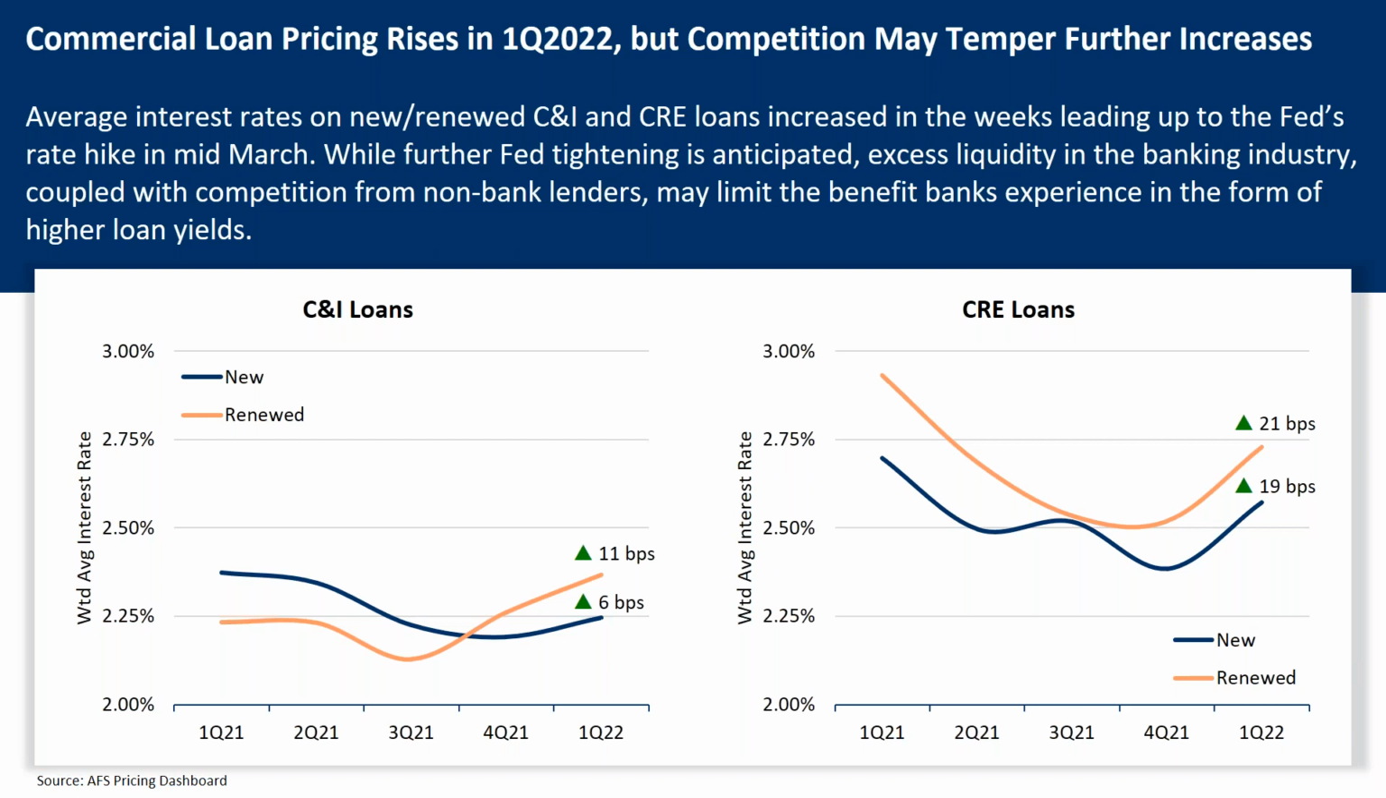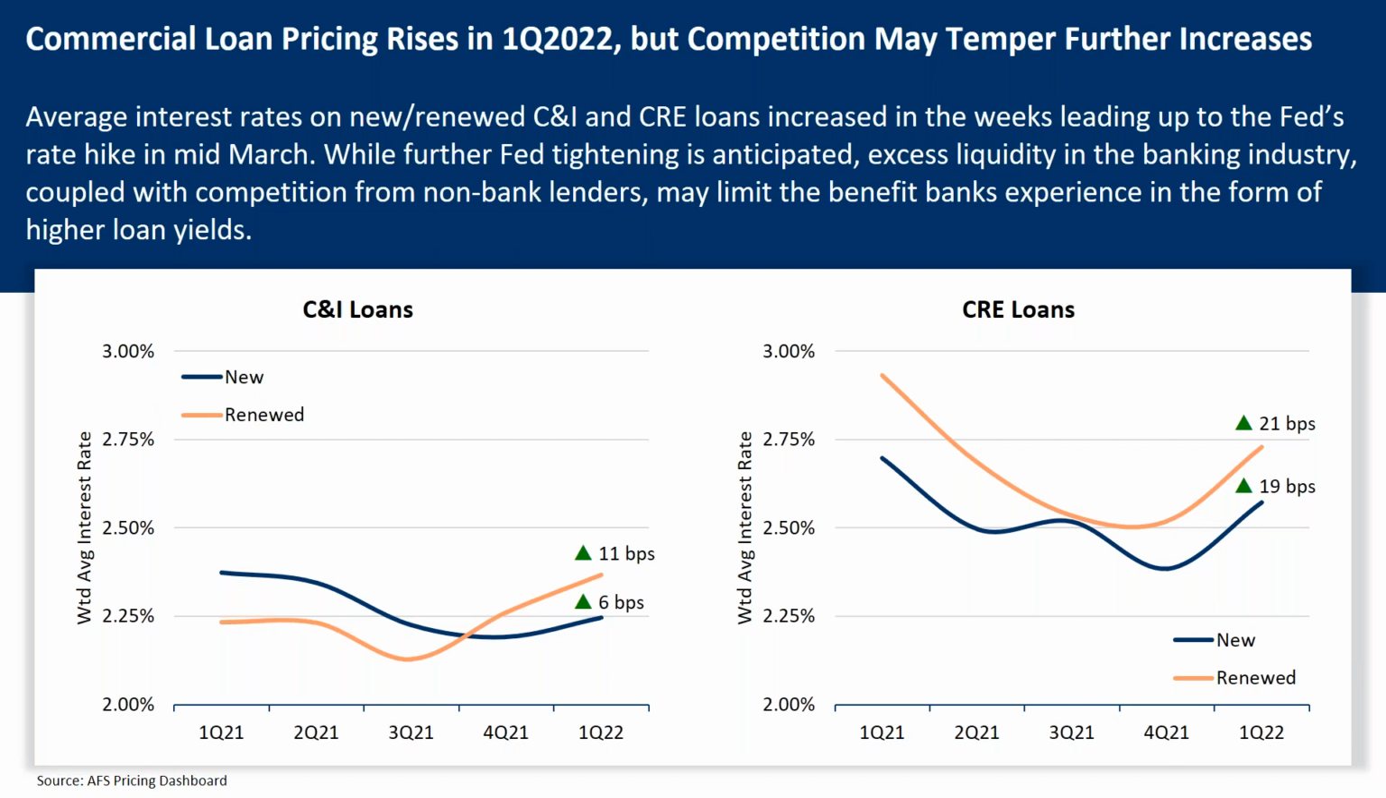Now, compared to the trend for C&I loans, the CRE deals on the right experienced a larger quarter over quarter lift in pricing. You can see on the right-hand side that the weighted average interest rate for new CRE deals was up 19 basis points during the quarter, while the CRE renewals were up 21 basis points.